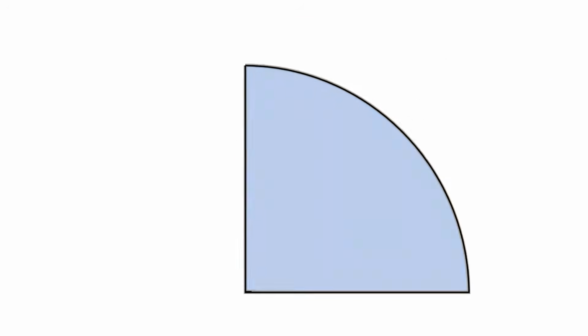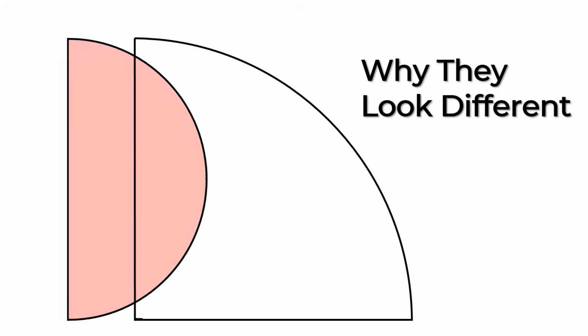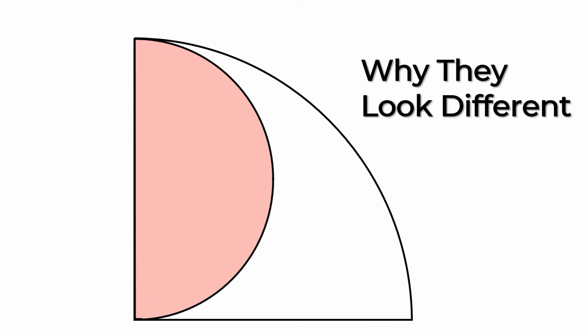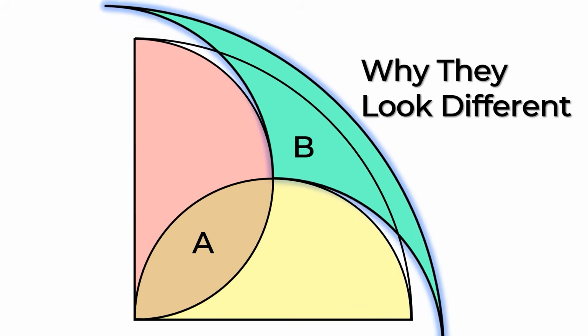But if their total areas are equal, why don't they look the same? Let's see what happens when we try to fit the two semicircles into the quadrant. When we add the two semicircles together, they don't fit perfectly. They double cover the lens-shaped region A, and they completely miss the petal-shaped region B.